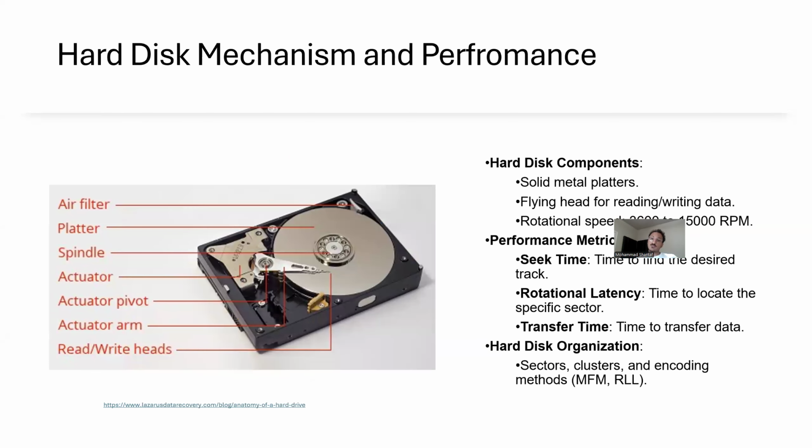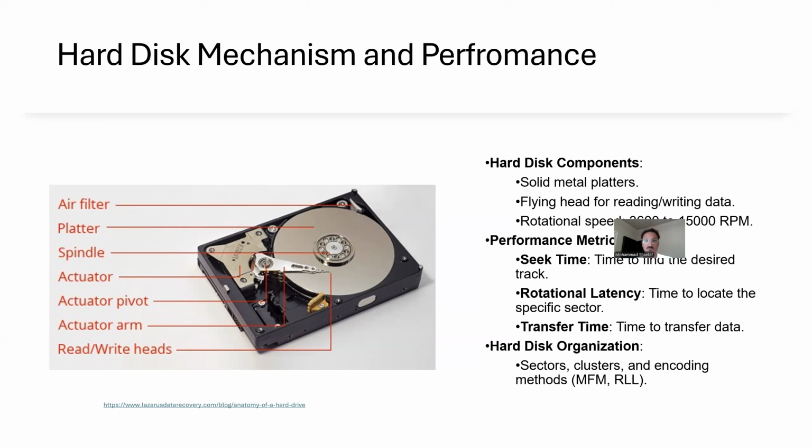Next over here, we're just going to be going through some hard disk mechanism and performance. Hard disk components: there are solid metal platters and fly heads. They have a rotational speed that goes between 3,600 and up to 15,000 RPM, which is pretty amazing, honestly, if you take that into mind.